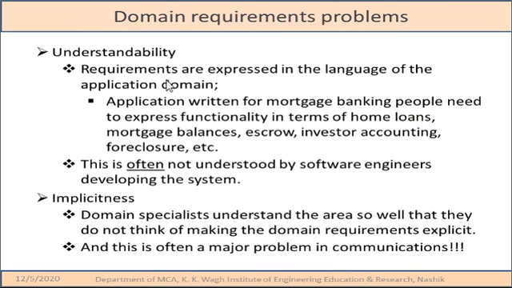For this, you should first know the domain requirement problems. The first domain requirement problem is understandability. For better understandability, the requirement should be expressed in the language of the application domain, so that everybody can easily understand it. For example, an application written for mortgage banking: people need to express the functionality in terms of home loans, mortgage balance, excess, investor accounting, or foreclosure, etc. Whatever requirement is identified should be represented in simple language, in simple words.